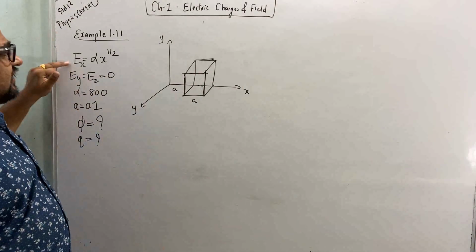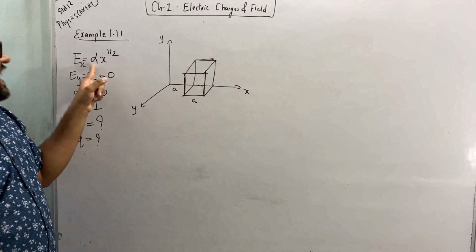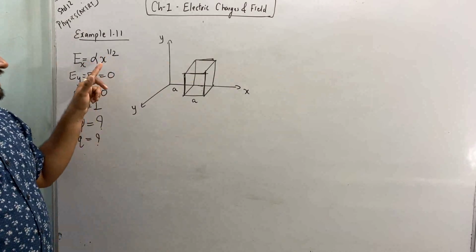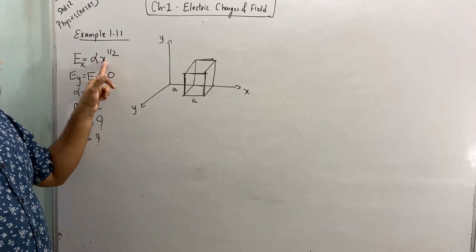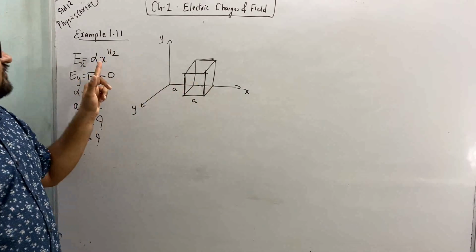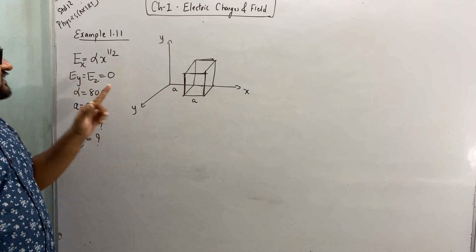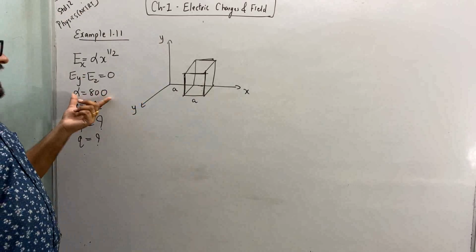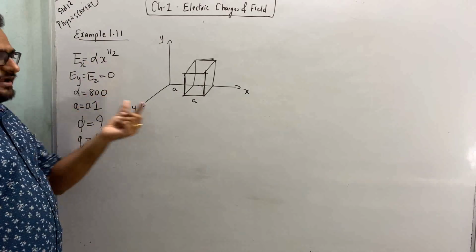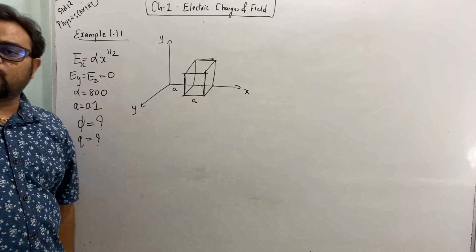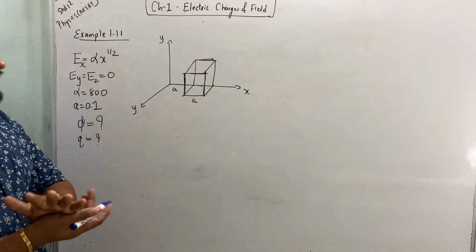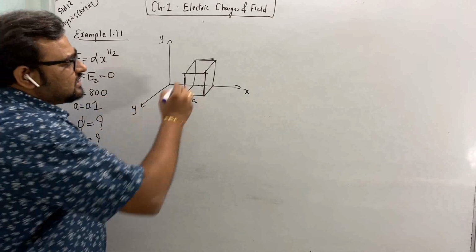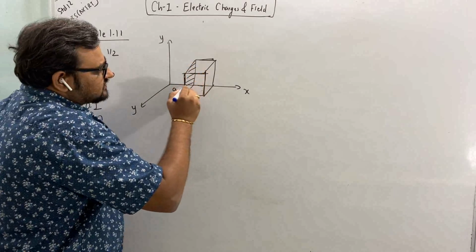Now see, the electric field towards the x-axis is alpha into x raised to 1 by 2. Meaning if you take x equal to 1 centimeter, it will be alpha into 1 raised to 1 by 2; for 2 centimeter, alpha into 2 raised to 1 by 2. Along the y and z axes, the electric field is 0. Clear? The value of alpha is 800. The value of a is 0.1. Now when I find out the flux, first I need to find out the electric field. See, these are the two surfaces.